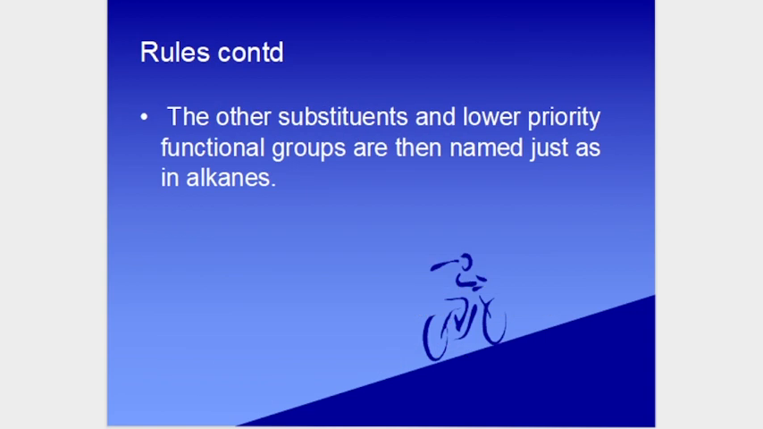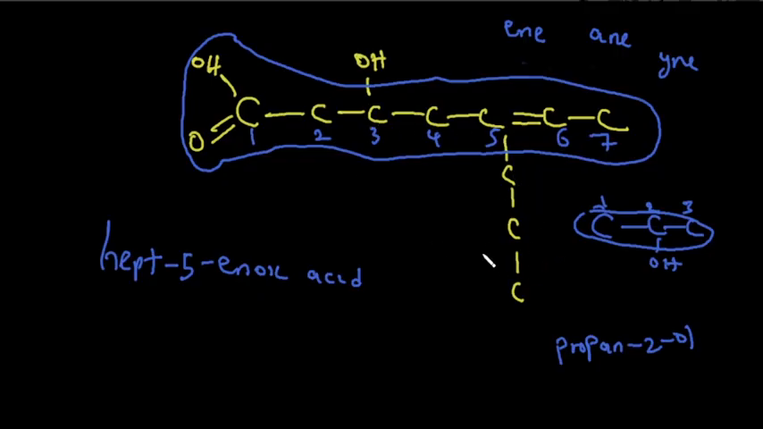So what then do we do with the other parts? The other substituents and lower priority functional groups are then named just as in alkenes. The last thing we're going to do is to indicate the substituents, and then you have your lower functional groups. Because they do not occur as your secondary suffix, you're going to have to write them as a prefix. OH is represented as hydroxy when written as a prefix. But if you are writing it here, if it is the highest priority, then it's going to be -ol.